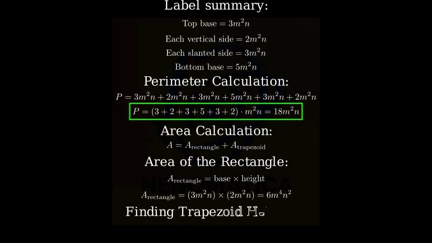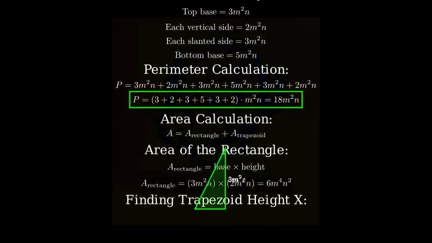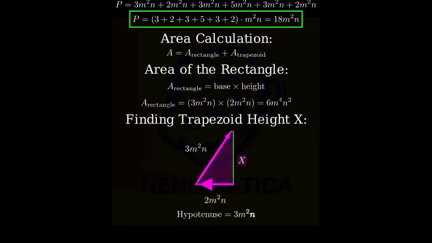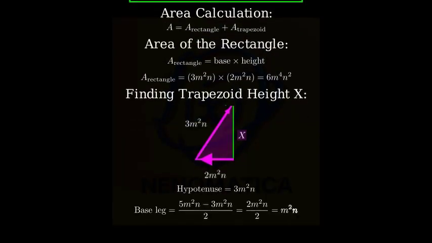For the trapezoid, we first need to find its height x. We can use the Pythagorean theorem on the right triangle formed by dropping a perpendicular from one corner. The hypotenuse is the slanted side, which is 3m squared n. The horizontal leg is half the difference between the parallel sides, 5m squared n minus 3m squared n divided by 2, which equals m squared n.